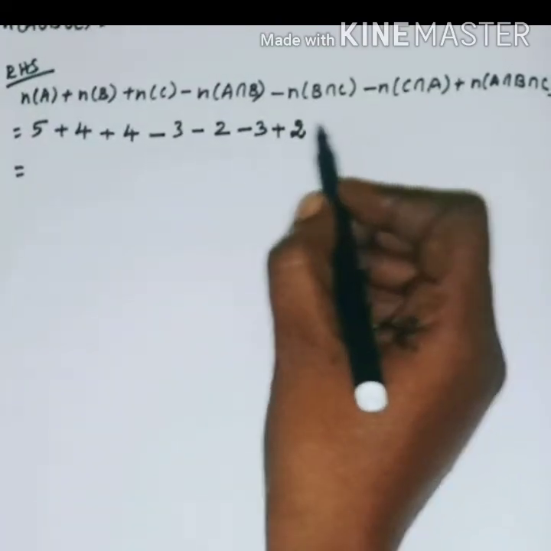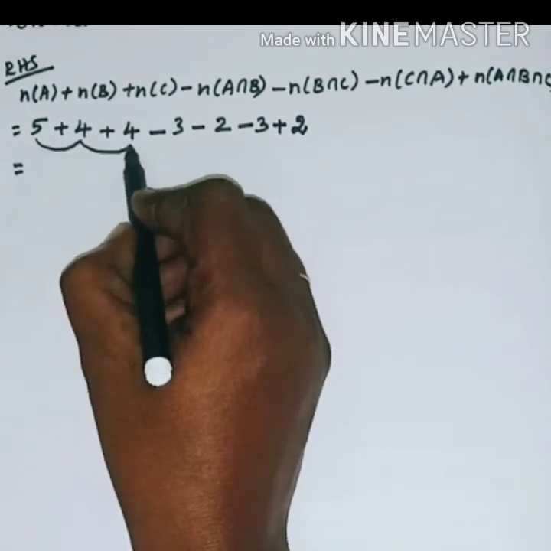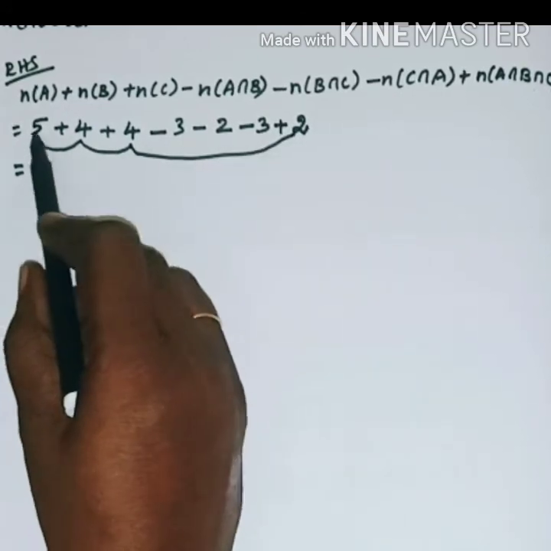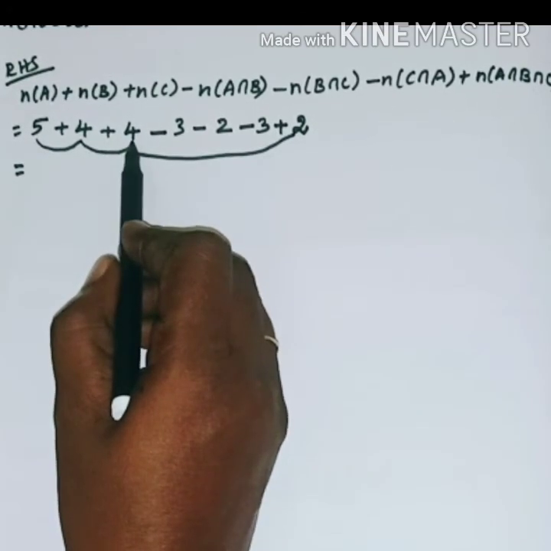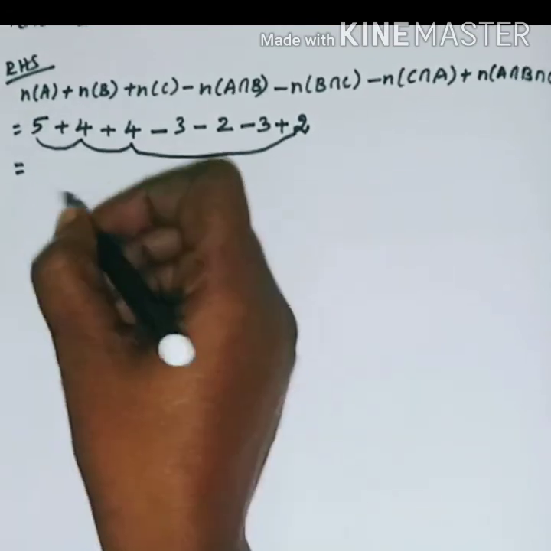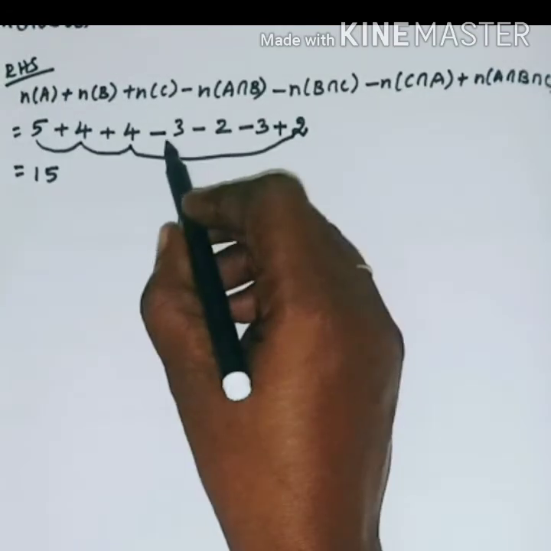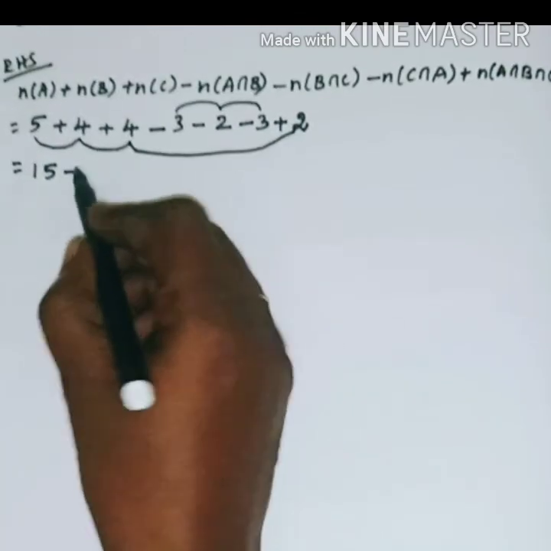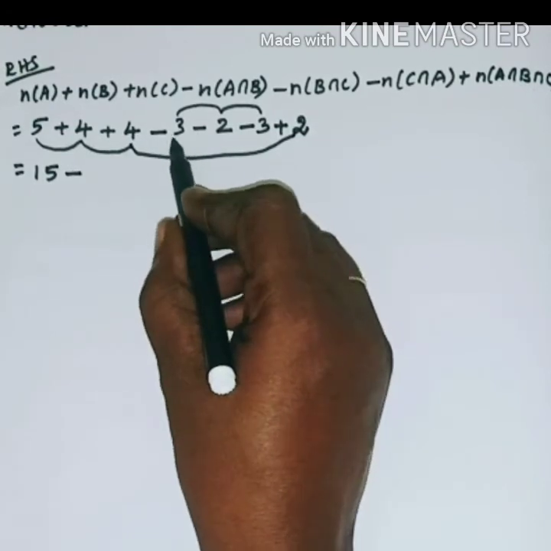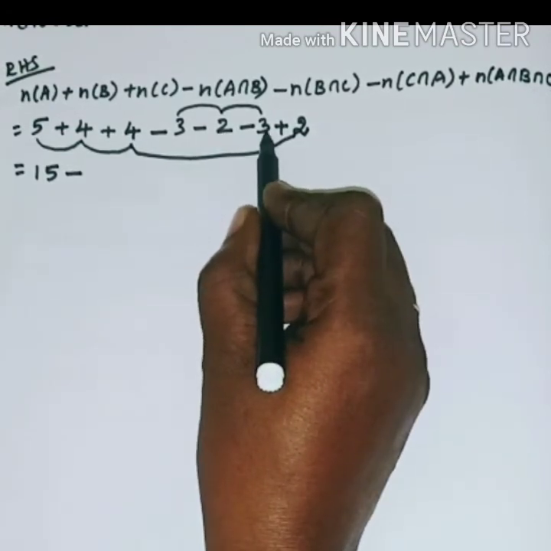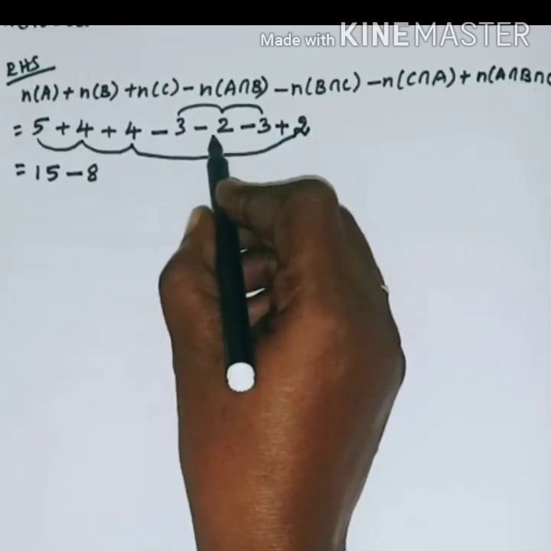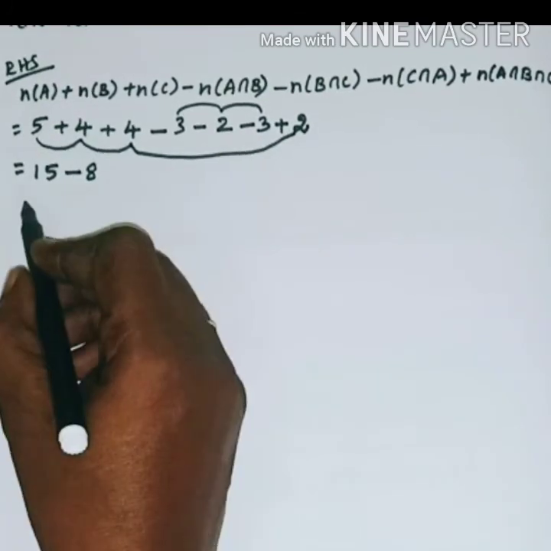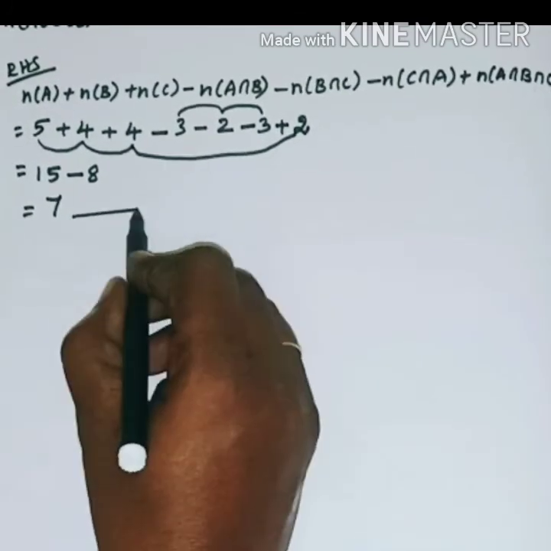Next we have to solve this. Add the numbers in the positive sign, so add these four numbers together. 5 plus 4, 9, 9 plus 4, 13, 13 plus 2, 15. Then add the negative numbers 3, 2 and 3 together and put the negative symbol. 3 plus 2, 5, 5 plus 3, 8. So 15 minus 8 is 7. This is your right hand side.